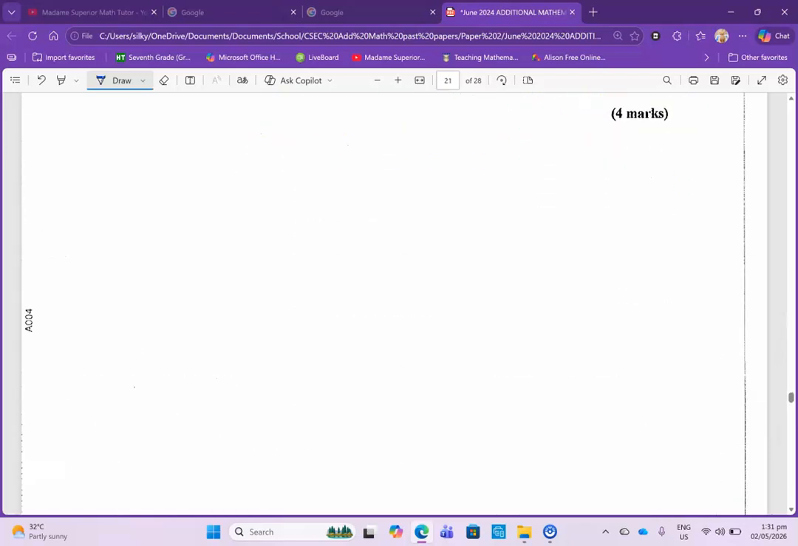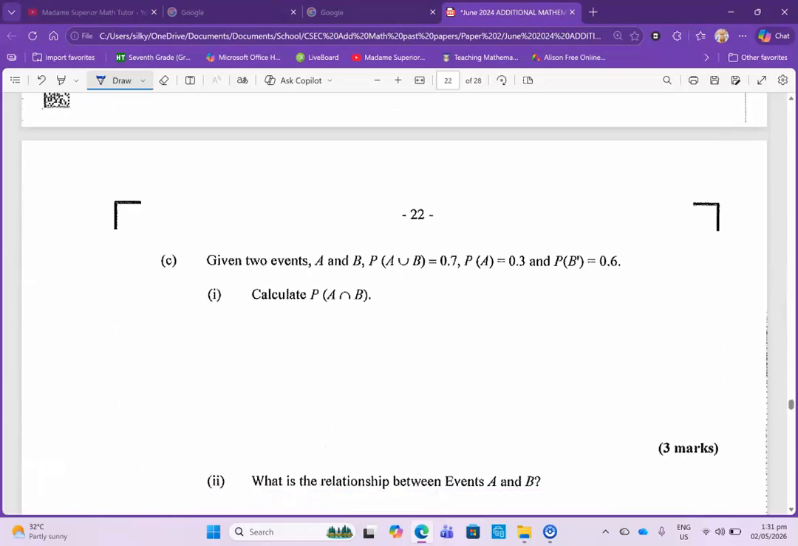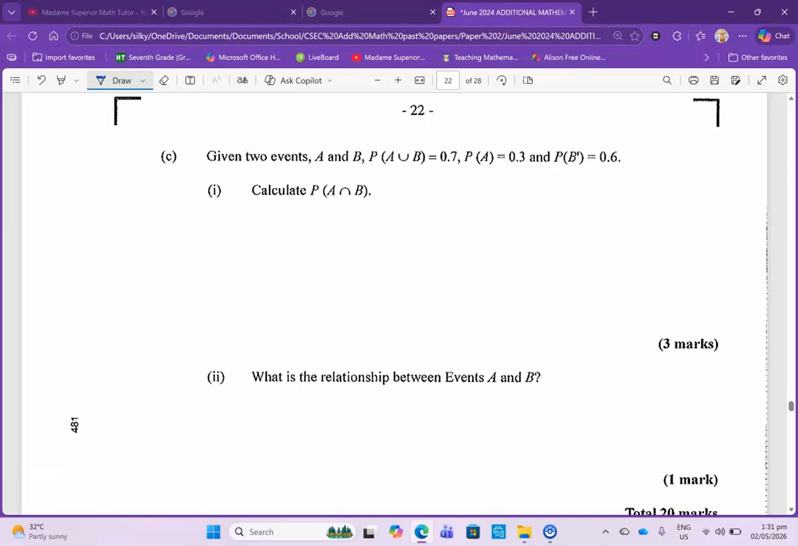Okay, sorry about that. So let's move on to part C now. Given two events A and B, the probability of A or B is 0.7, the probability of A is 0.3, the probability of not B, as in B complement, B prime, is equal to 0.6. Calculate the probability of A and B.